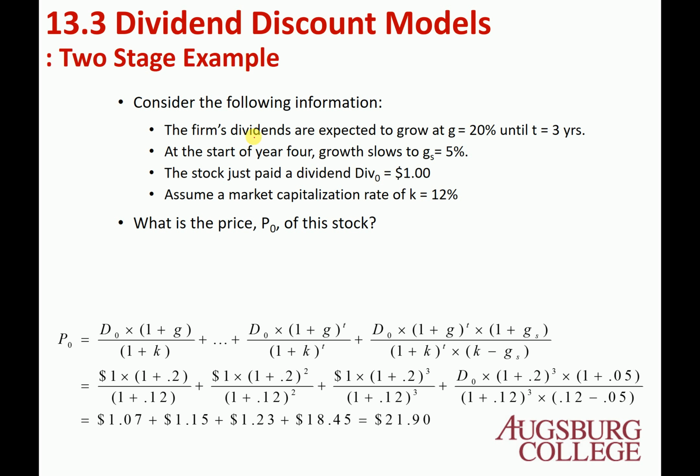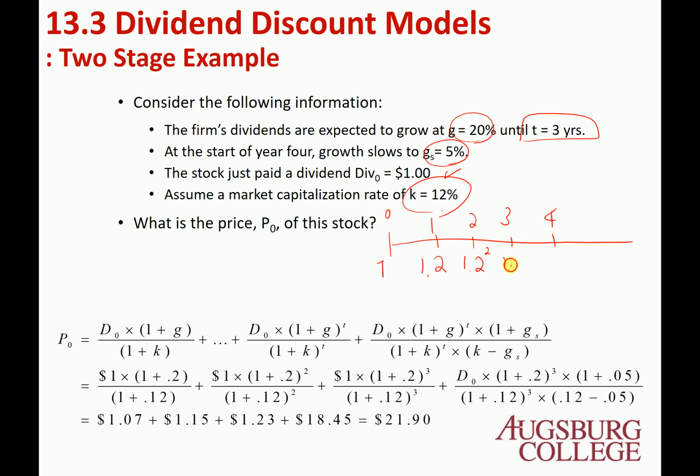So this is an example. If the firm's dividends are expected to grow at 20% until t equals 3, and then from year 4, the growth rate will be 5% forever. They just paid $1 dividend. If the required return of 12% is the case, then the price will be, if you draw the timeline, 0 now, 1, 2, 3, 4. So you paid $1. So the first period you have 1.2, right? And then 1.2 squared, 1.2 cubed. Those are the 3 years of dividends, because the growth rate is 20%, 20%, 20%. And then here the 5%, so 1.2 cubed times 1.05, right?